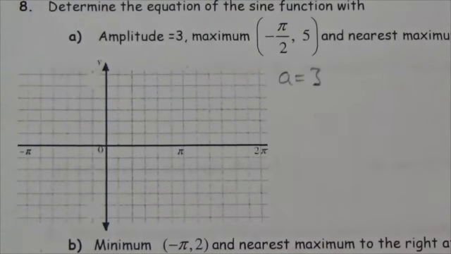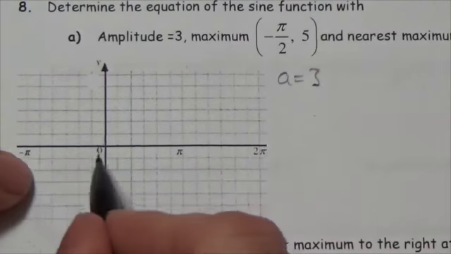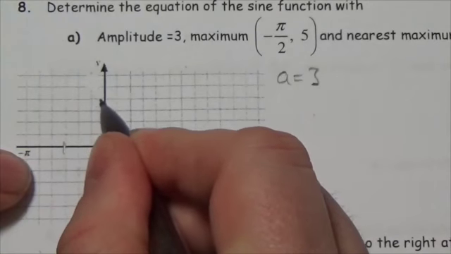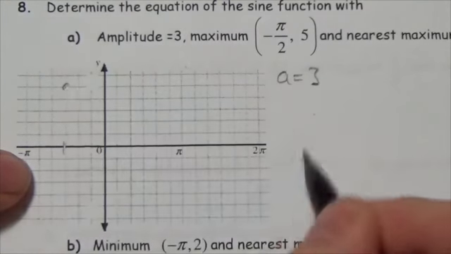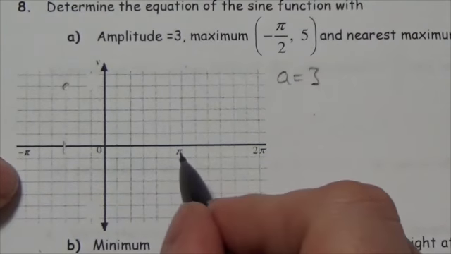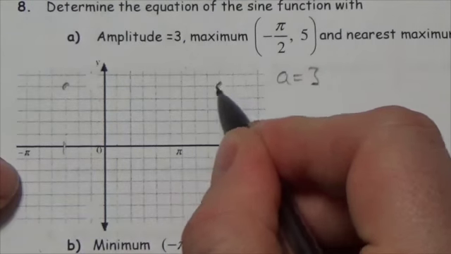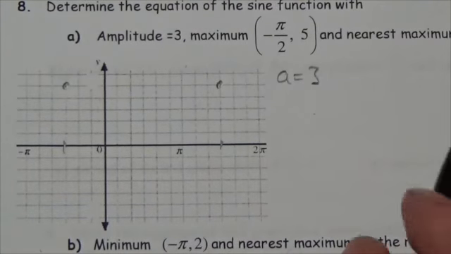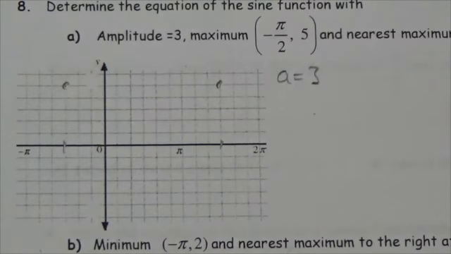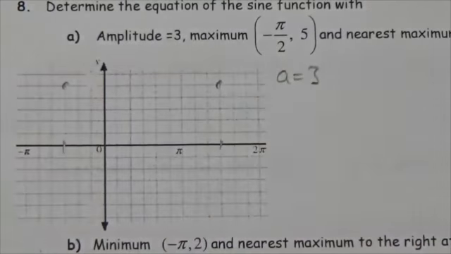Now I got to try to figure out what information they're giving me here. They tell me that I get a maximum at negative pi over 2. So negative pi over 2 is going to be right here, comma 5. 1, 2, 3, 4, 5. So right here is a maximum. And the next maximum after that is at 3 pi over 2. So that's going to be right here, comma 5. Now I know, based on what I know of these graphs, that it's going to hit a minimum exactly halfway in between here.